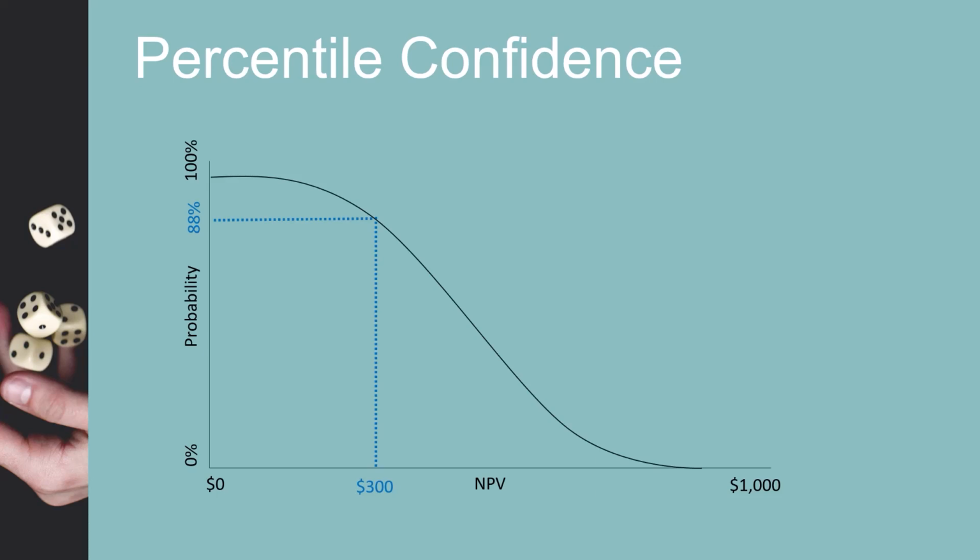The choice between a cumulative probability curve and a confidence curve is determined by how you want to frame the question and what decision makers are used to seeing.